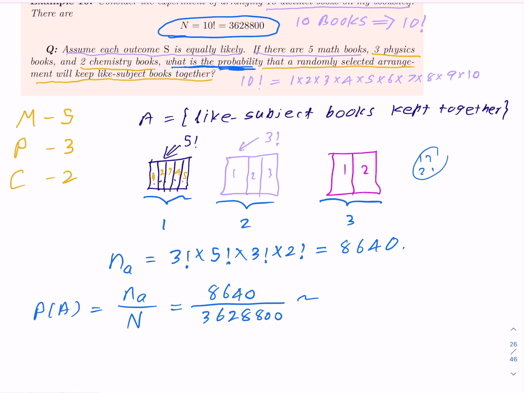If you want to simplify, you can cancel out the zeros, then simplify by 2, or you can use a calculator. Then you can get the answer. That is the probability of A.